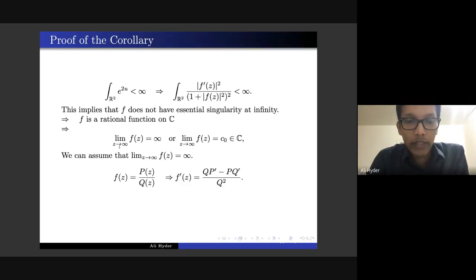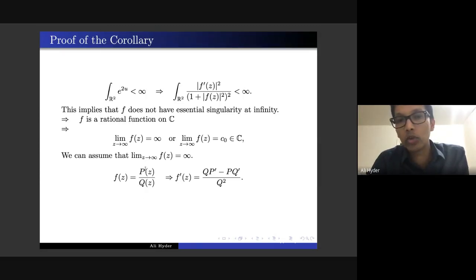So the limit as z goes to infinity of f of z, in modulus, is either plus infinity or it has a finite limit, some c0 belonging to C. Then again, after some transformation, we can reduce the second case to the first case. We can assume that the limit is infinity. And since we already know f is a rational function, we can write it as a ratio of two polynomials, p by q, and we can also assume that they do not have any common factors.